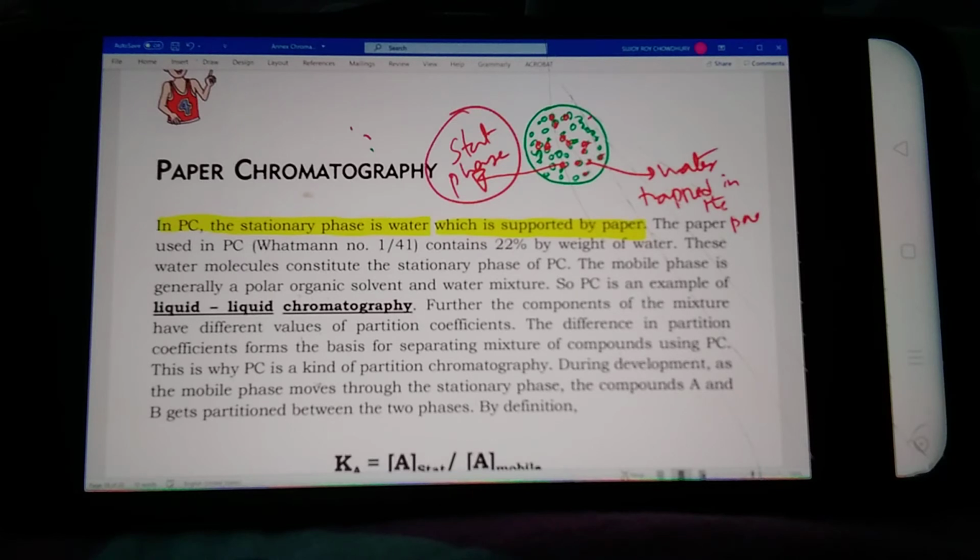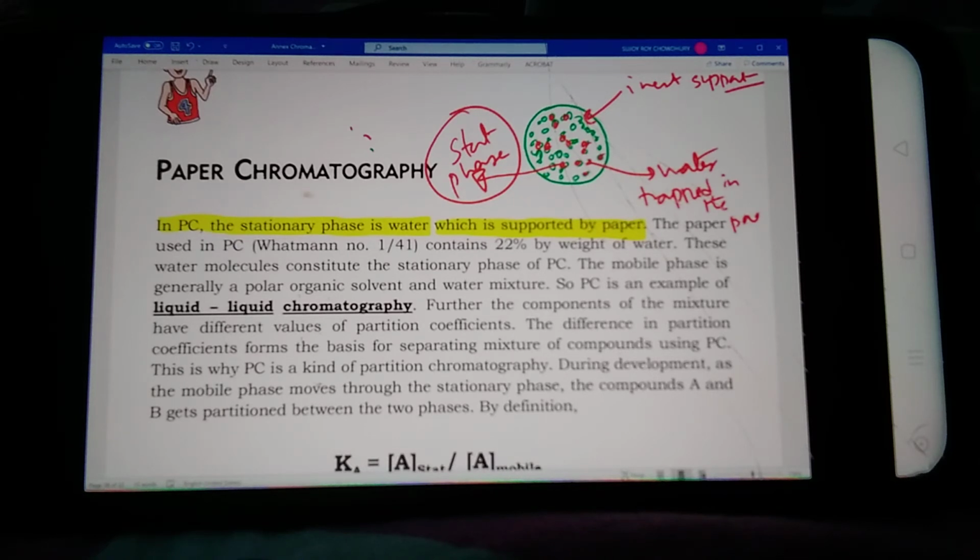And the paper, which was initially generally seen as the stationary phase, is actually not acting as the stationary phase. It is acting as an inert support for the stationary phase, water.